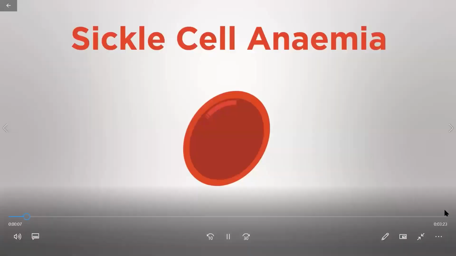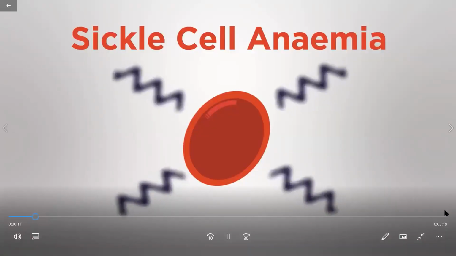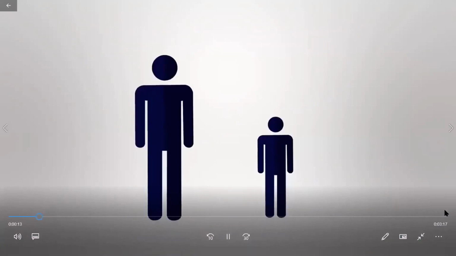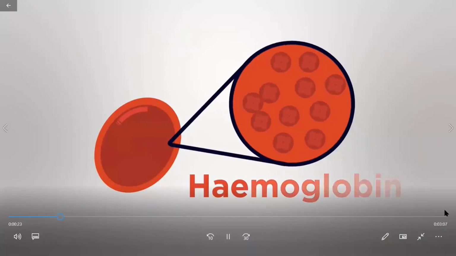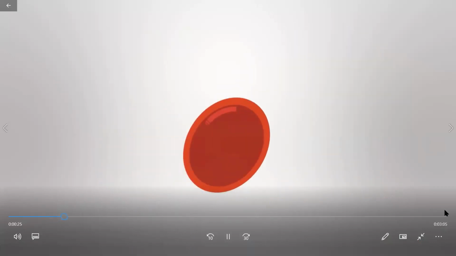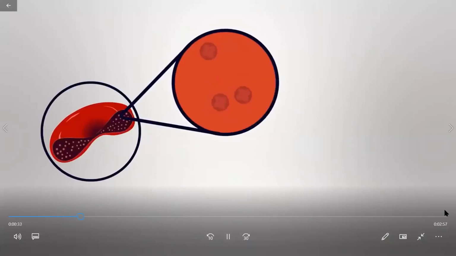Sickle cell anemia is an inherited disorder that affects the red blood cells. Because it is inherited, it means that it can be passed from parent to child. So what is it? Red blood cells contain a red protein called hemoglobin, which carries oxygen around the body. Normally, red blood cells are round and flexible, which means they can bend to move easily through the narrow blood vessels. People with sickle cell anemia have a change or mutation in the hemoglobin gene.